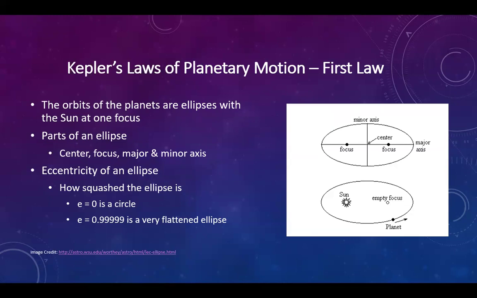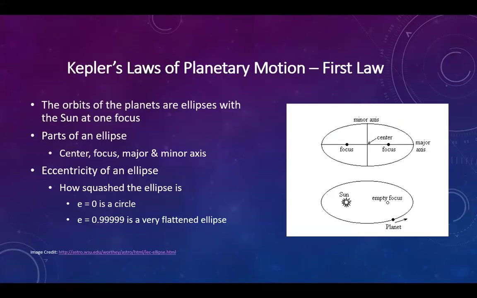So an ellipse has a center, a focus, and a major and a minor axis. The major axis is the long axis, the minor axis is the short axis. And the eccentricity of an ellipse is a measure of basically how squashed an ellipse is. If the eccentricity of an ellipse is 0, it's a circle. If the eccentricity is 0.999999, it's very flat. At 1, it's a line. So that's sort of a measure of how squashed the ellipse is.